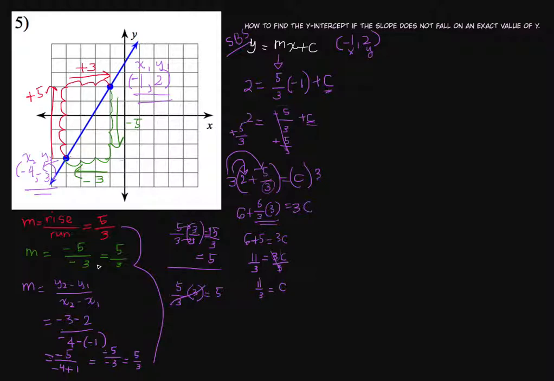So, what is the other way? Okay, so let's go back to this part. Okay, so I have 2 plus 5 over 3 equals C. Okay, so I can just make this into a mixed number. So this would be, okay, 5 divided by 3.